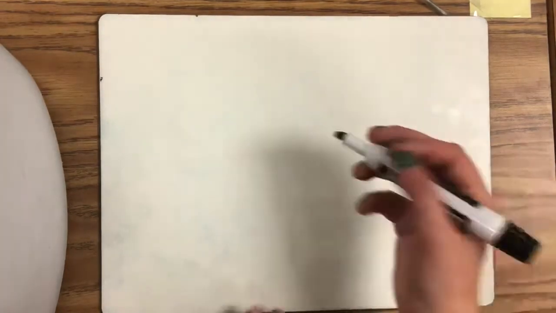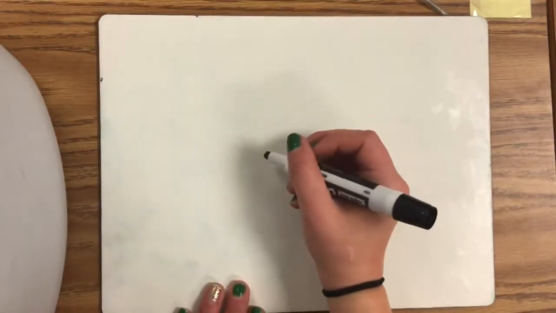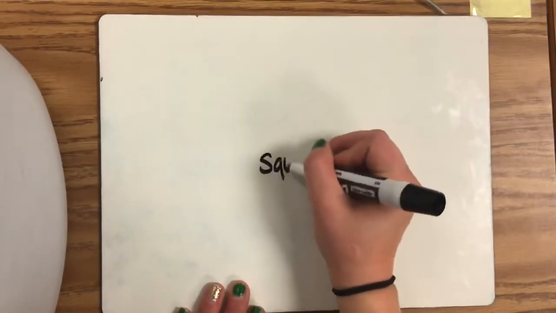So you may have noticed that there is some overlap with our shapes, right? Polygons can be quadrilaterals, squares can be rhombuses and rectangles. So let me show you what exactly this looks like. So we've got squares, right? Square.